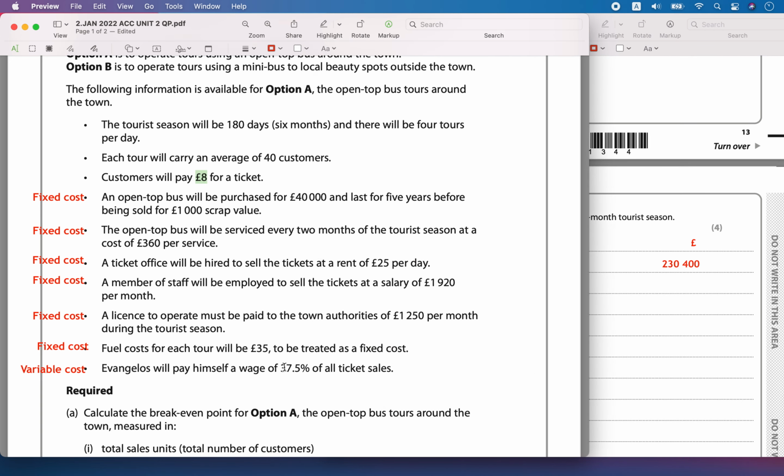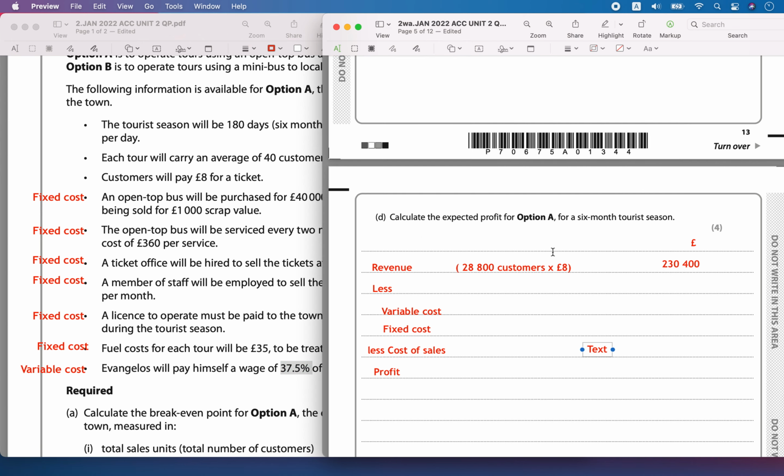Next one is the variable cost. We saw that variable cost is 35% of the sales ticket. So let's calculate that: 35% of this 230,400 will be the variable cost. That is going to be equal to 86,400.